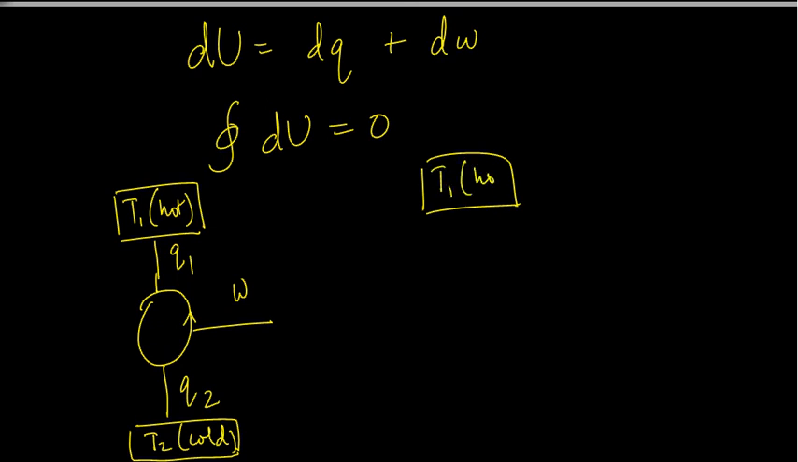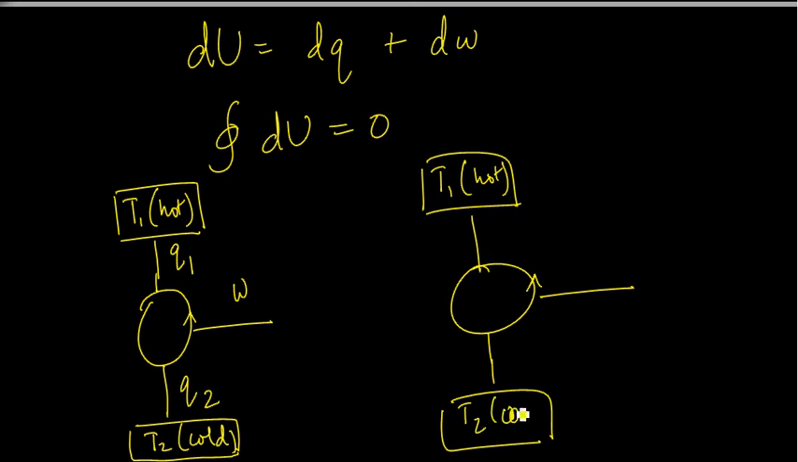So this is T1 hot. Again, the cycle of changes, and T2 cold. Right. So now heat flows from the cold into the system. Yes. So Q2 would be positive. Heat flows from the system to the surroundings. Q1 should be negative. Work goes into the system. Work should be positive. Right?